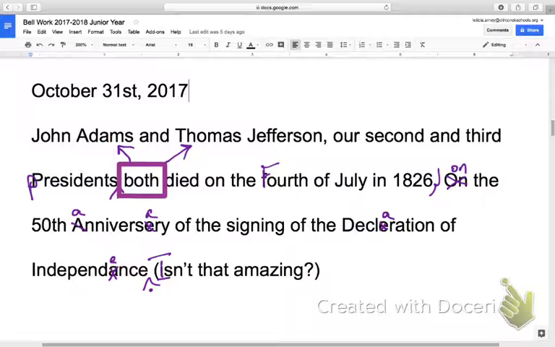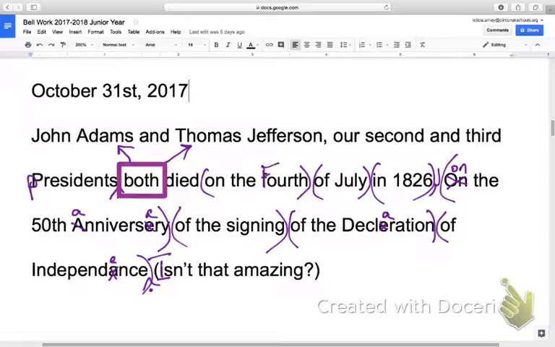Then you're looking at prepositional phrases. That's why we're going to take out that comma after 1826. We have, when did they die? They died on the 4th. That's going to be a preposition of July, preposition in 1826, preposition on the 50th anniversary of the signing of the Declaration of Independence. So legitimately, you're looking at 1, 2, 3, 4, 5, 6, 7 different prepositional phrases.